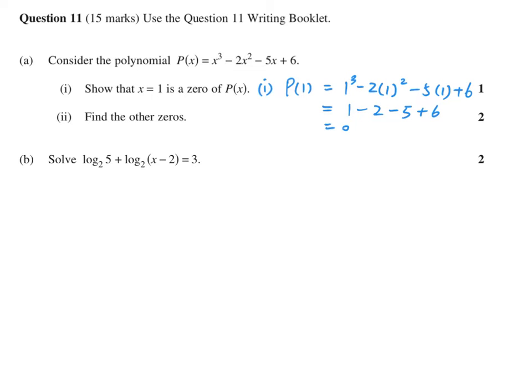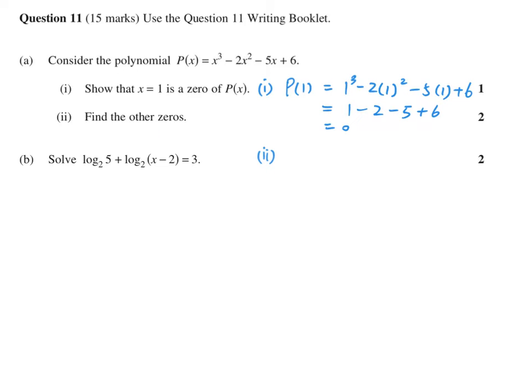You just put the x value equal to 1 and do a direct calculation, and you know that x equals 1 is actually one of the zeros of the polynomial P(x). Question number 2 asks you to find all the other zeros.